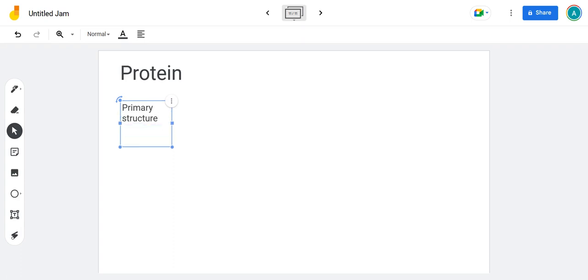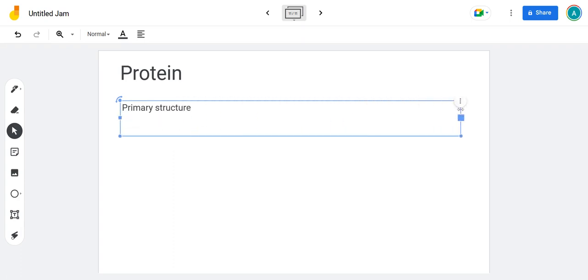Now, the primary structure, very simply, is literally just the order of amino acids, and they're in a very specific sequence. Okay, so the sequence of amino acids in the polypeptide chain. And it's very, very specific. Okay, it's not random.